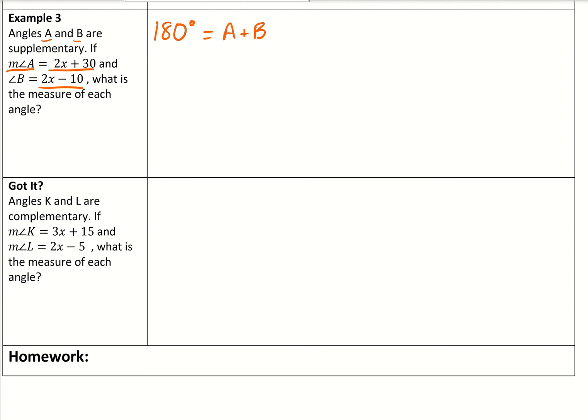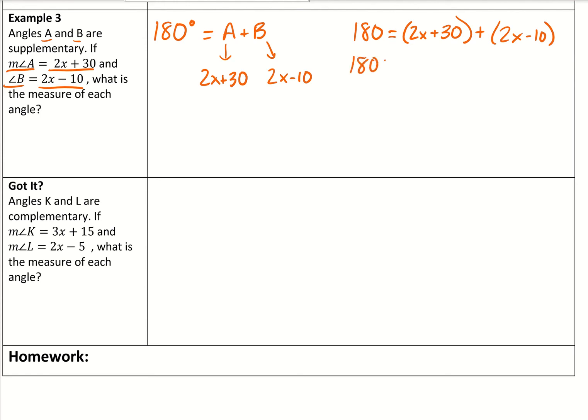Now, it gives us our measures for A and B, so we can plug that in. A is 2x plus 30. B is 2x minus 10. So I'm going to take 180, and in place of A, I'm going to put 2x plus 30, without the parentheses yet, and then plus B, which is 2x minus 10. Now all I need to do is just solve.